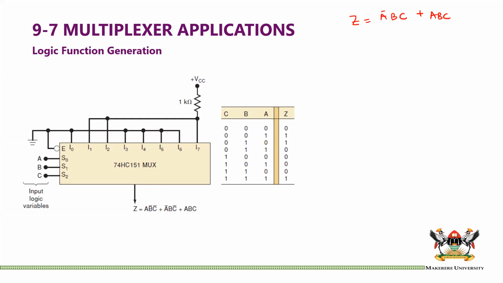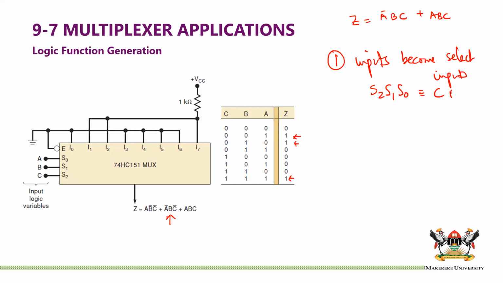Let us look at an example like this one. We have a truth table, and we can see that Z is 1 when we have CBA as 001, 010, and the case of 111. This is actually the logic function, and you cannot simplify it further. So how can we implement it using a multiplexer? First of all, the inputs of the logic function become select inputs. So our CBA comes here: S2, S1, S0 become CBA.